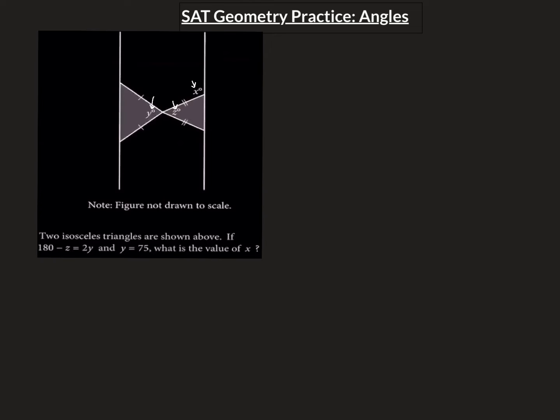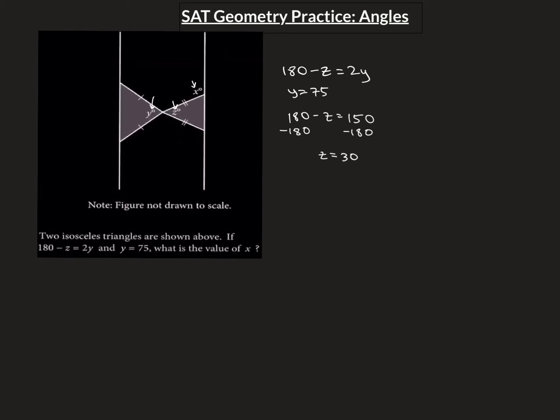Now, first, let's write down what the problem has given us. So we have 180 minus z is equal to 2y, and then y is equal to 75. To start, it might be helpful to find what z is, since we are given the information needed to solve for z. So we would get 180 minus z is equal to 75 times 2, which is 150. Then we subtract both sides from 180, and we get z is equal to 30.